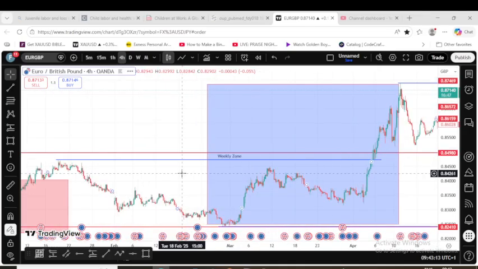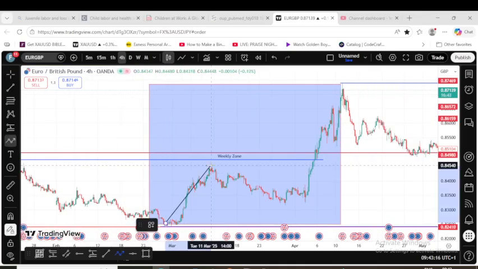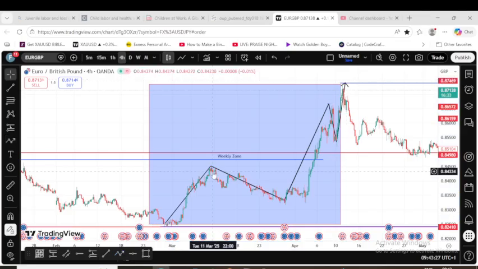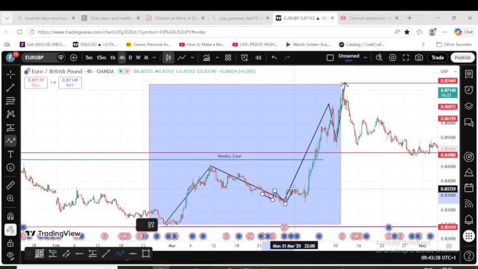So what do I see here? Let's just do a general overview. I see an impulsive, a correctional, impulsive, correctional, and then an impulsive. So I see 3 impulsive moves within this individual impulsive move. And I can also see a triple bottom here. I can see triple bottoms here. So that's something to know.